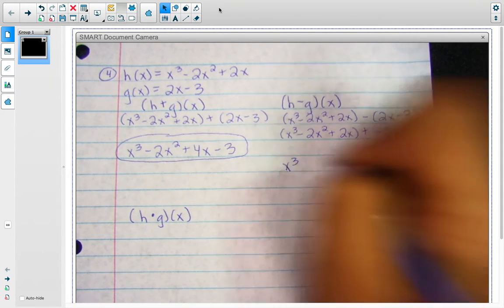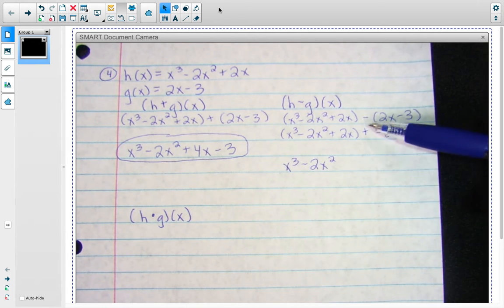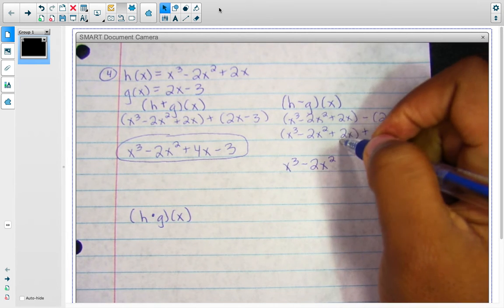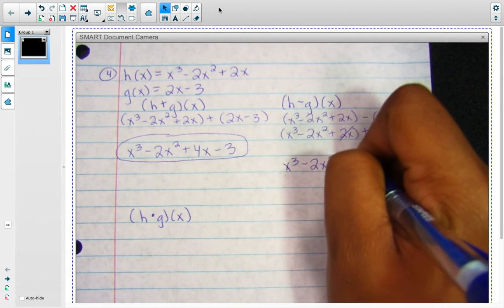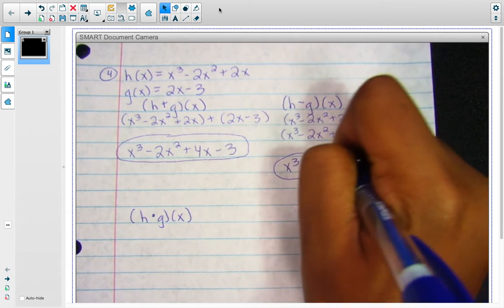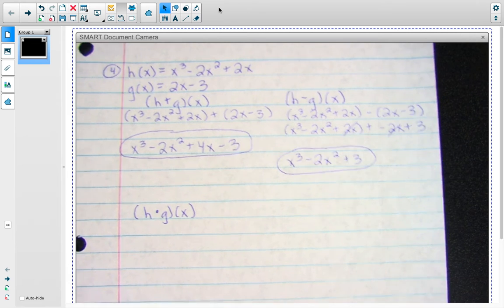Nothing goes with the x squared. We just bring that down. 2x plus negative 2x, they're going to cancel each other out. Nothing goes there. And then I bring down the 3. So we have added these two functions together, and we've subtracted these two functions. Again, the key to adding and subtracting is like terms, like terms, like terms.